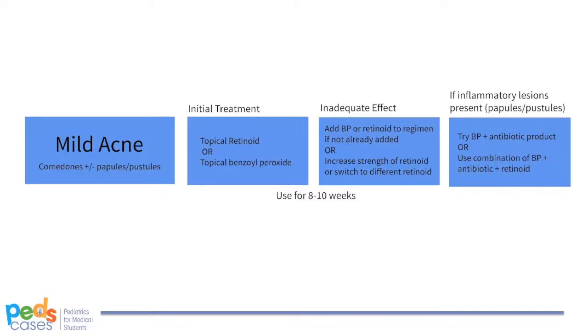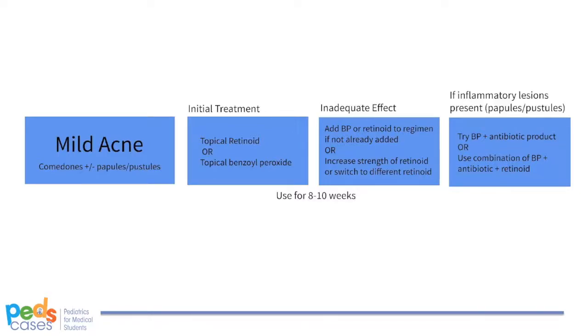First, let's review mild acne treatment. For initial treatment for comedonal or mild inflammatory acne, consider starting with benzoyl peroxide or a topical retinoid. If there are inflammatory lesions, consider starting with a dual combination product of topical benzoyl peroxide and topical antibiotic, or topical benzoyl peroxide with a retinoid, or triple combination regimen of topical retinoid plus topical antibiotic plus benzoyl peroxide. Follow up with your patient in 3 months.